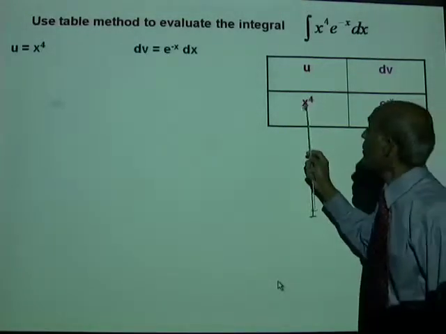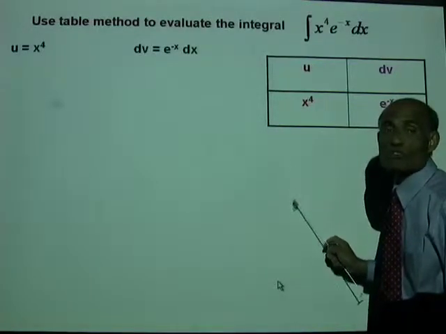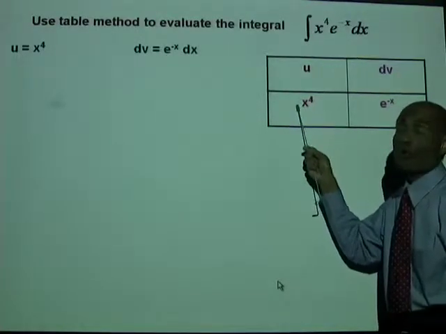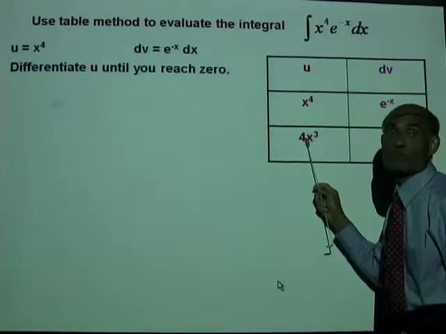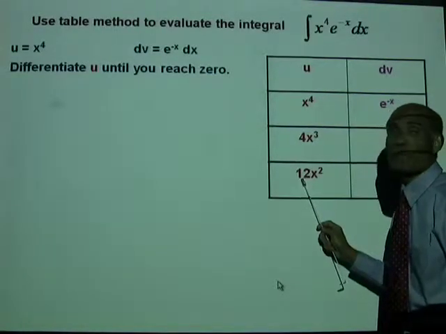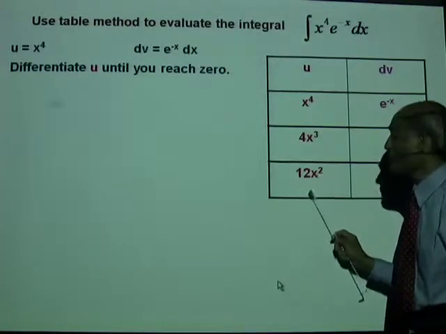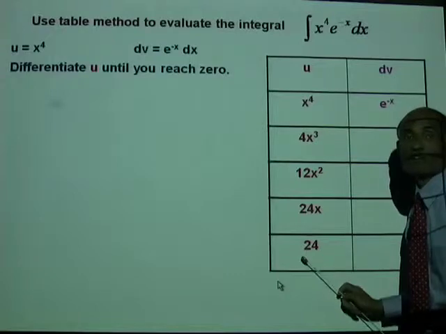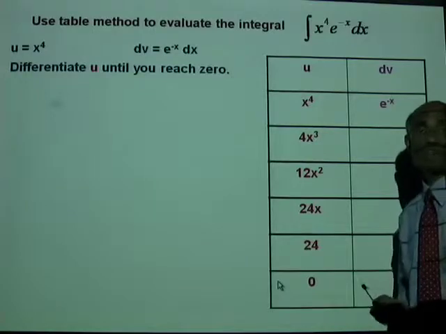Okay, now differentiate x to the power of 4 continuously until you reach 0. The derivative of x to the power of 4 is 4x to the power of 3. The derivative of 4x to the power of 3 is 12x squared. The derivative of 12x squared is 24x. And the derivative of 24x is 24. And finally, the derivative of 24 is 0. We have reached 0 and we stop there.